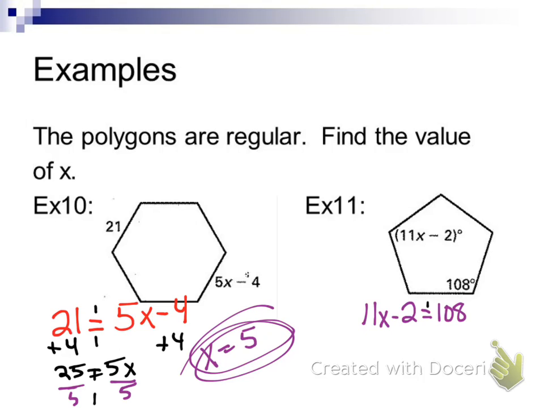How do I solve this one? Add 2. Add the 2. Good. So you have 11x equals 110. And then you divide both sides by 11. So what do you get for x? 10. Very good.